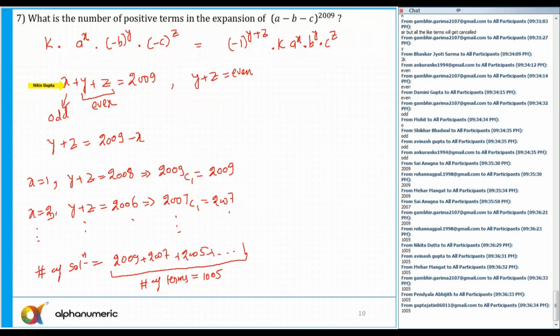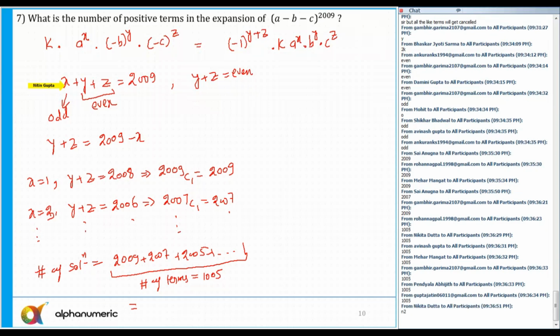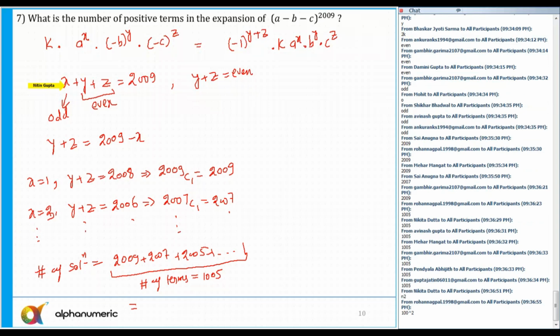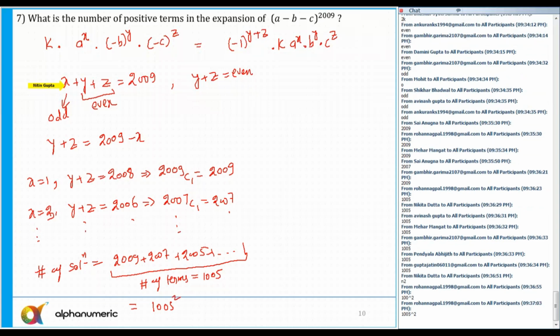And the sum of first n odd numbers. What is the sum of the first n odd numbers? Can anyone tell me? It is always equal to n square. Like 1 plus 3 plus 5 plus 7 up to n numbers. The sum of the first n odd natural numbers is always equal to n square. So the total sum is 1005 square. So what is the answer of this question? The answer is 1005 square.